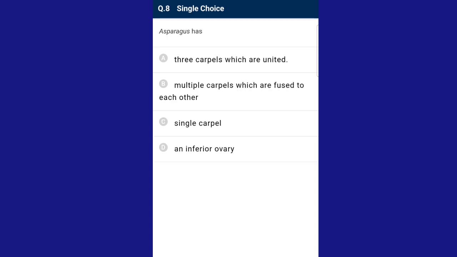Question number 8. Asparagus has flowers with superior ovary, tricarpellary, syncarpous gynoecium. They have multiple carpels, not free from one another. Each ovary is trilocular and placentation is axial. So the answer is option A, 3 carpels which are united.